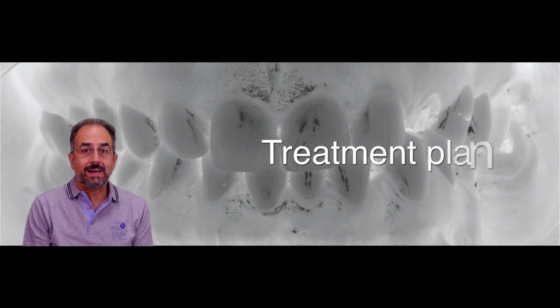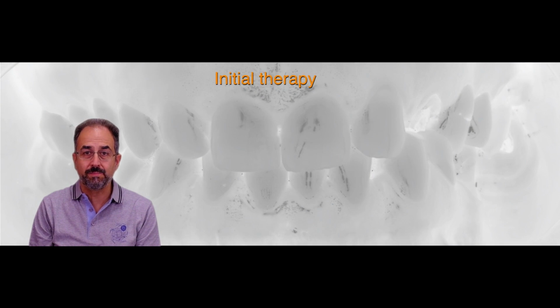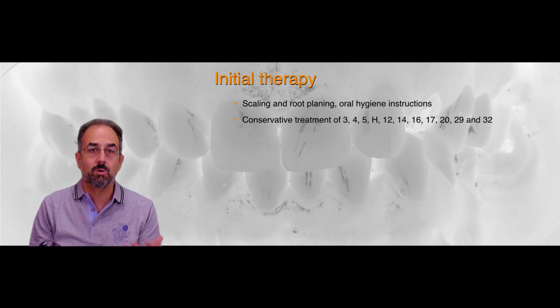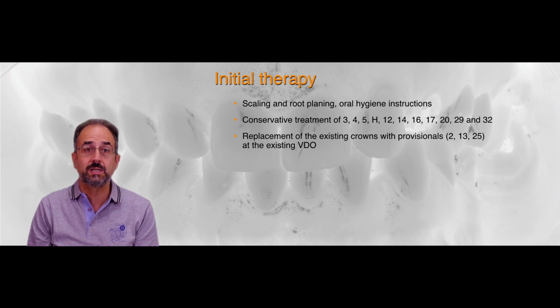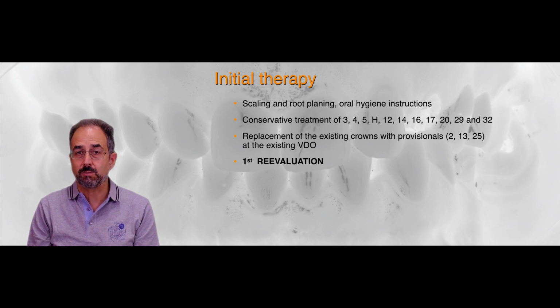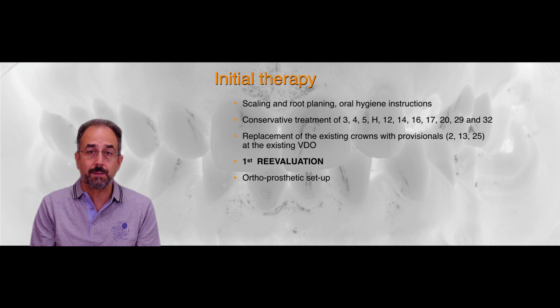Our treatment plan consisted, first of all, in an initial phase of therapy, where, of course, you go through scaling and root planing, you go through conservative treatment of the different teeth, replacement of the existing crowns with provisionals, at the existing vertical dimension occlusion, and then we do a first reevaluation. At that point, we thought about going ahead and investigate the orthodontic option. So we went through the ortho prosthetic setup.